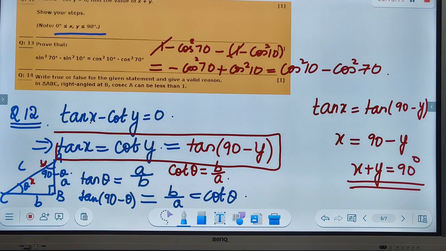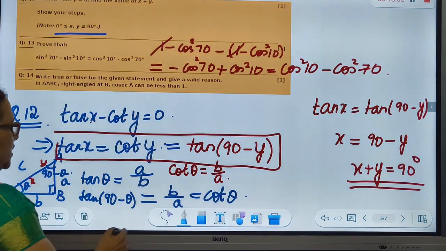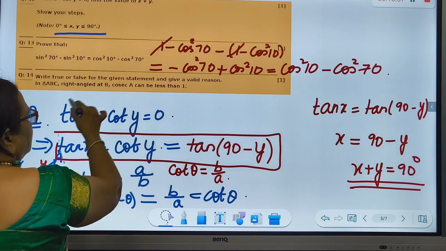Now, next question. Write true or false for the given statement. Give a valid reason. In a right-angled triangle, right-angled at B, can cosecant A be less than 1? We are going to now answer this question. Can cosecant A be less than 1?